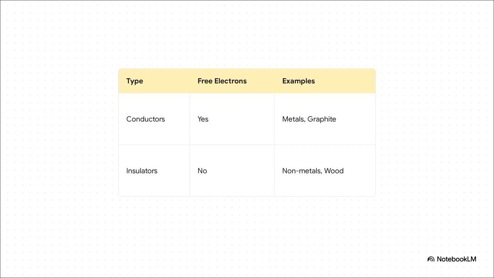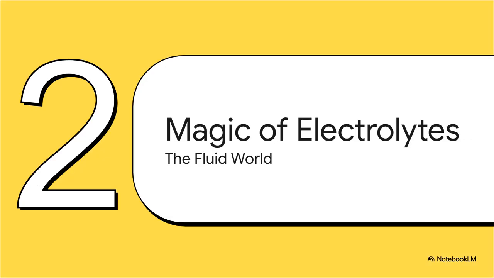But hey, notice a surprise guest in the conductors column? Graphite. Even though it's a nonmetal made of carbon, the way its atoms bond actually leaves one electron free per atom, so it acts like a conductor. Keep graphite in the back of your mind because it's going to be a real hero in our story a little later on. Section 2, the magic of electrolytes.